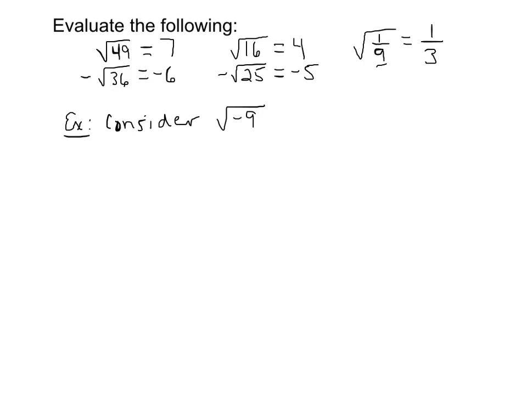I could take a -3 times a -3. Oh, but wait a minute, that would give me +9. A +3 times a +3 also gives me a positive. This is a little bit tricky. And the problem is that not all square roots will give us a real number answer.